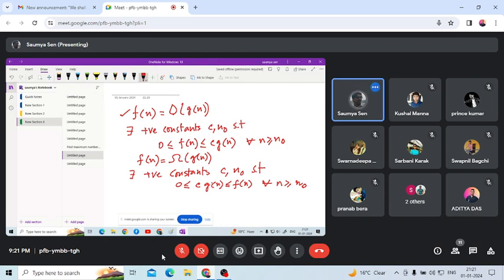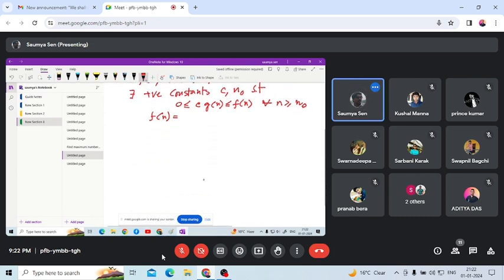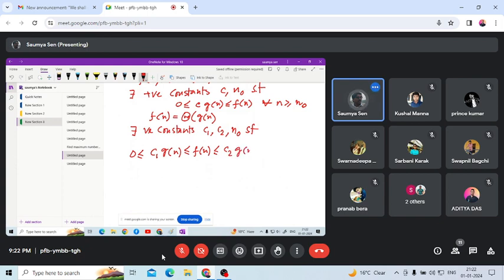A function f of n equals big theta of g of n if there exist positive constants c1, c2, n0 such that 0 less than or equal to c1 into g of n less than or equal to f of n less than or equal to c2 into g of n for all n greater than or equal to n0.